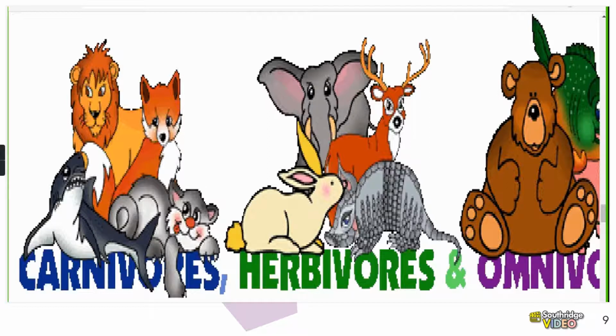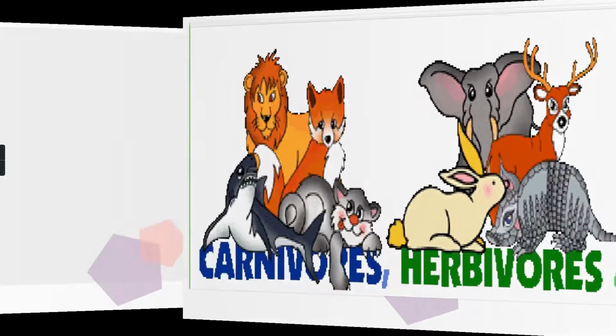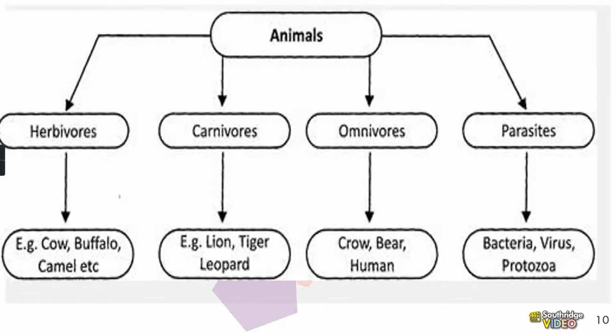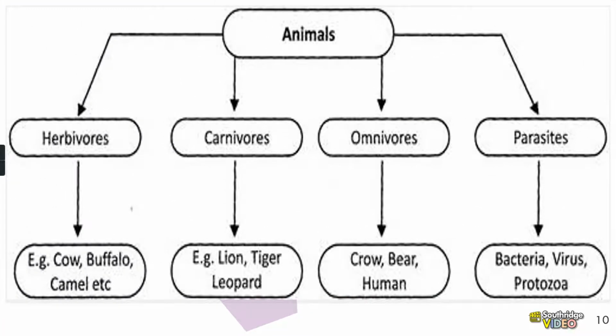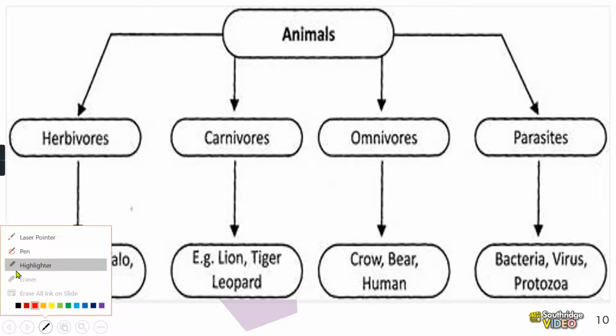Carnivores, herbivores, and omnivores are the three main types. But apart from them, there are insectivorous plants, detrivorous plants, and parasites. In this video, you will be learning about carnivores, herbivores, omnivores, and parasites. But insectivores and detrivores are also plants. They are also animals. This here is a beautiful chart depicting the types of animals and their feeding habits. First, let's discuss them one by one.